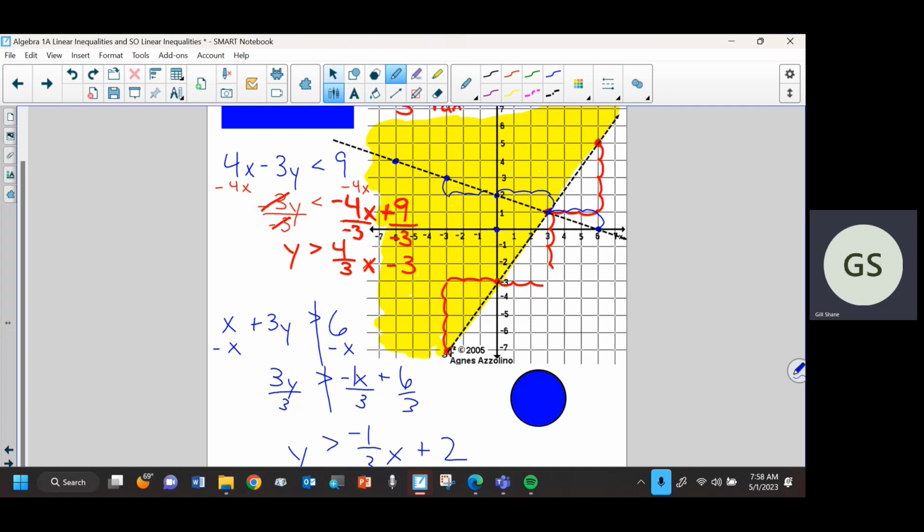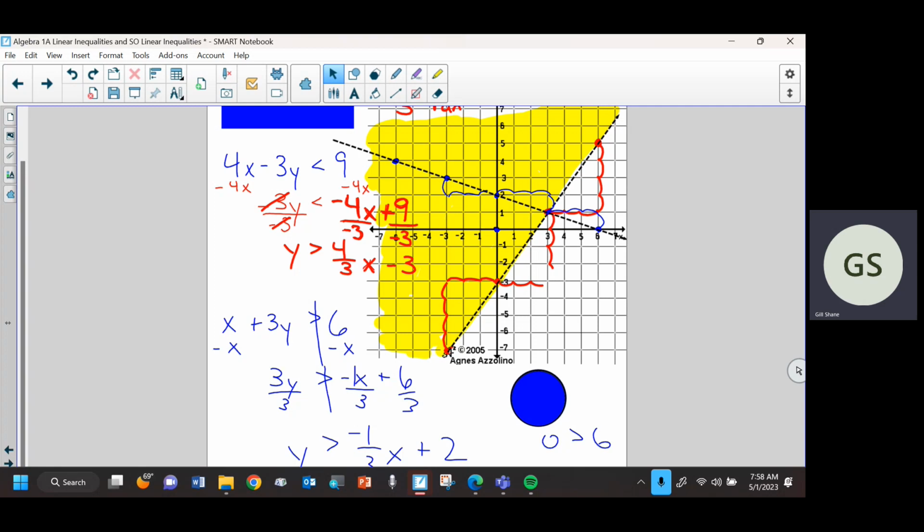If I plug it in, I get 0 plus 0 is greater than 6. Your left side is always 0 when you test it, even in the other type of equation. 0 plus 0 is 0. Is 0 greater than 6? No, 0 is not greater than 6. Not even close. So that means this time 0, 0 is not a solution.